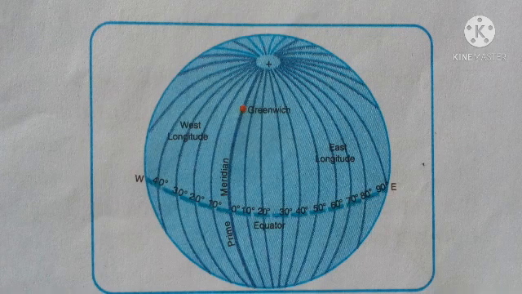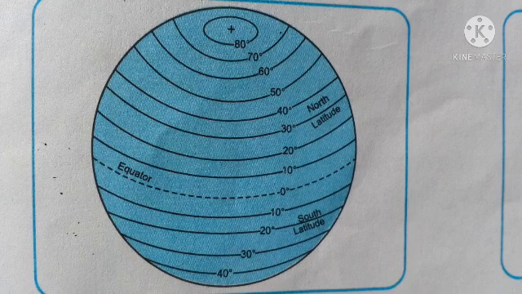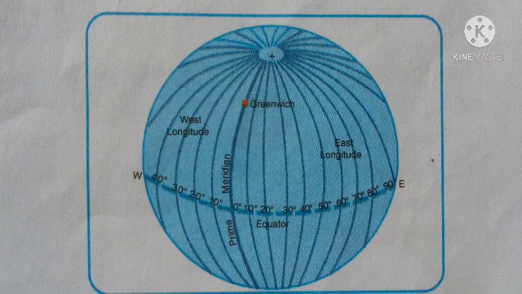Like the parallels of latitude, the lines of longitude are also numbered, and their total number is 360. So what is the total number of latitudinal lines? 180. And what is the total number of longitudinal lines? There are 360. यानी कुल अक्षांश रेखाओं की संख्या 180 होती है, लेकिन देशांतर रेखाओं की संख्या 360 होती है.